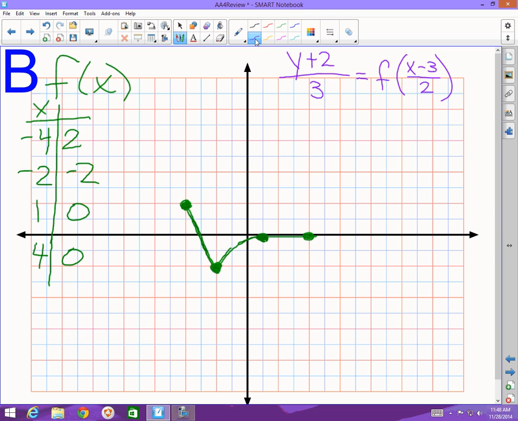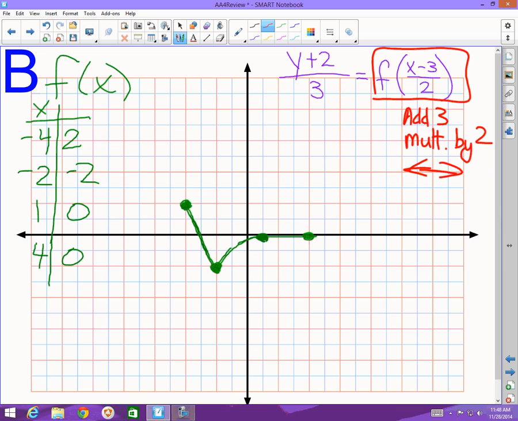Next one. Now we have some things on both sides. So first off, on this side, this is dealing with the x stuff. We have to add 3 and multiply by 2. So it's going to stretch it and shift it right to 3. Here with the y's, we are going to subtract 2 and multiply by 3. So we're going to stretch it vertically and move it left 2.